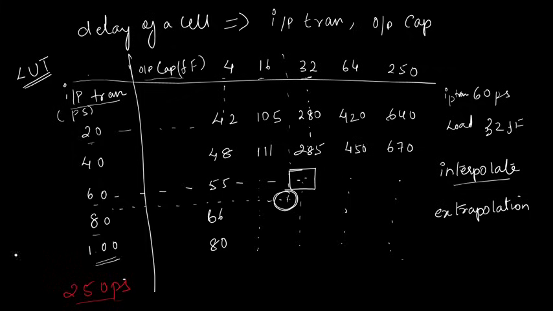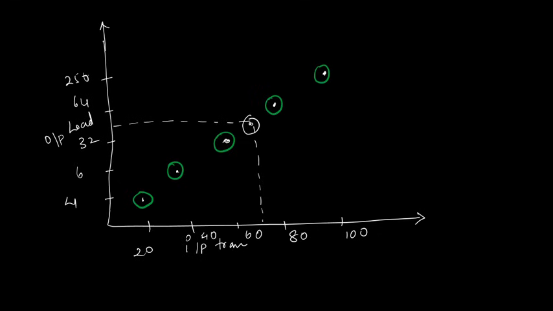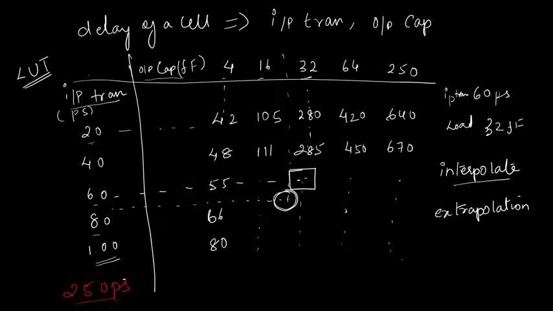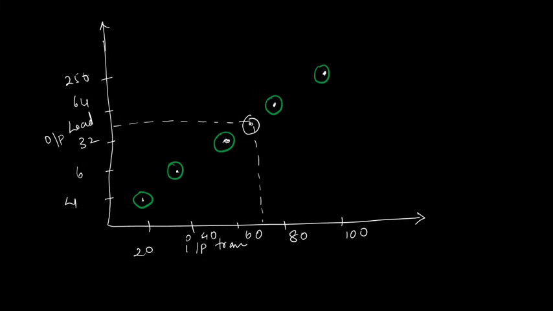Let us draw a simple graph and see how the tool might calculate this. Using this graph, I have just redrawn the table on the graph. Now, the tool, if it has to find some transition between 60 and 80 and some load between 32 and 64, we thought that it will do interpolation. What if it has to do extrapolation? I got a tran value of 250. So let us mark that on the scale, which will be somewhere here. Now, the tool will try to do extrapolation. It is not that it is not going to calculate the delay value. We are going to get some delay value.